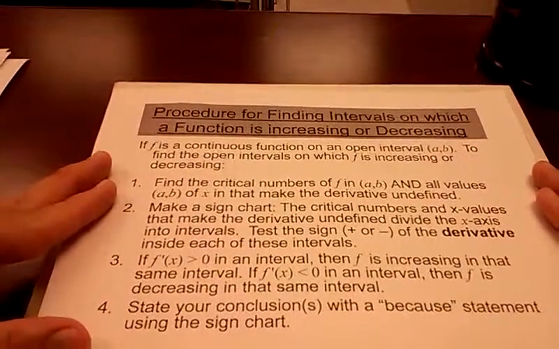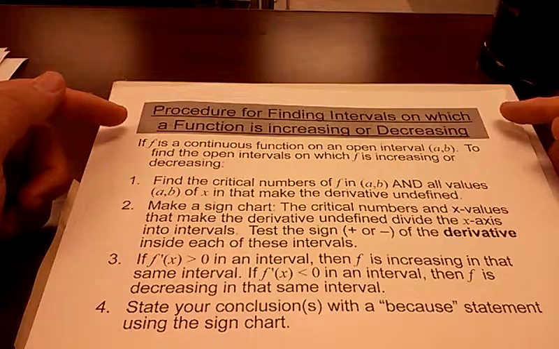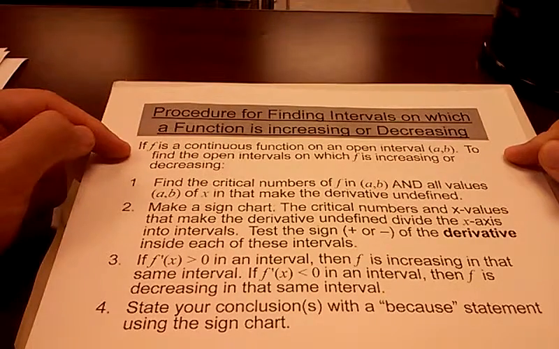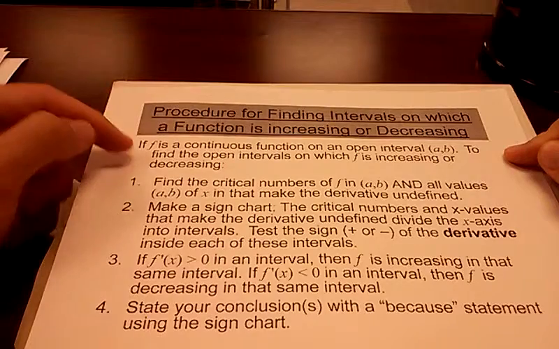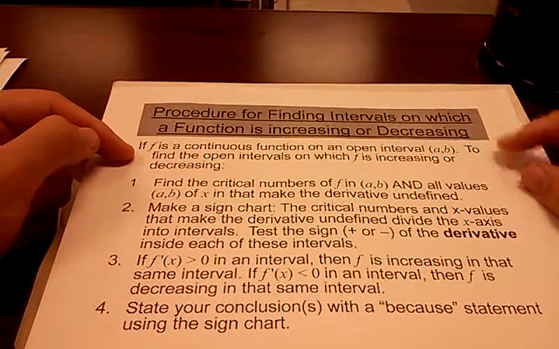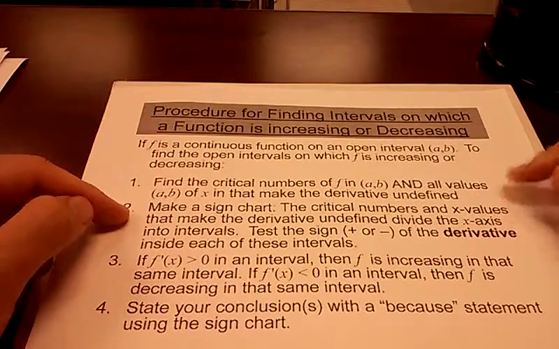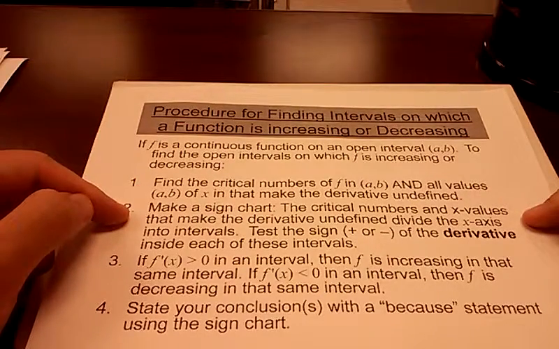Now, here are your procedures for finding the intervals on which a function is increasing or decreasing. Let f be a continuous function on an open interval (a, b). To find the open intervals on which f is increasing or decreasing, the first thing you've got to do is find those critical numbers. So find where the derivative is 0 or undefined. Okay, very crucial. Once you find those critical numbers, we're going to make a sign chart.